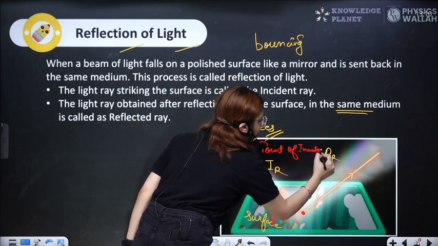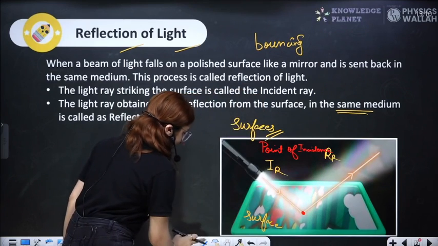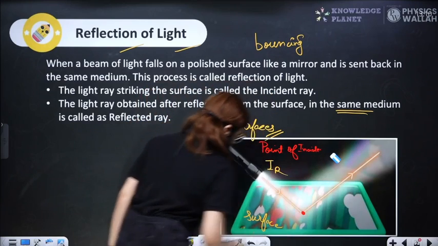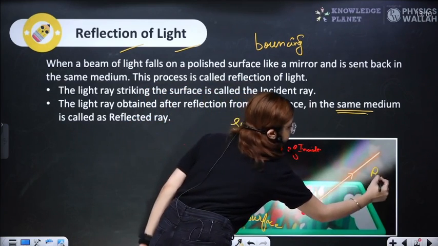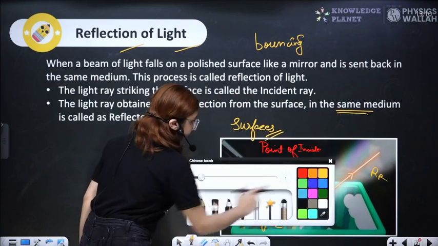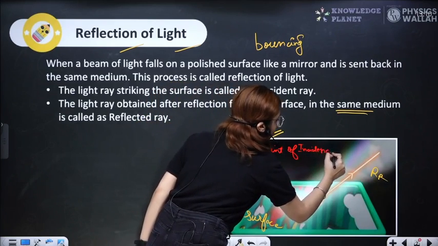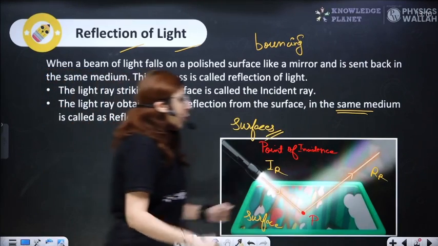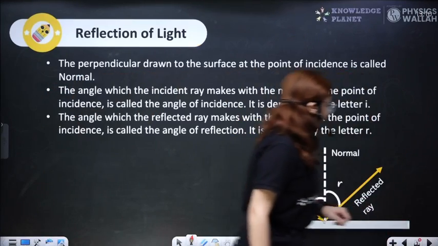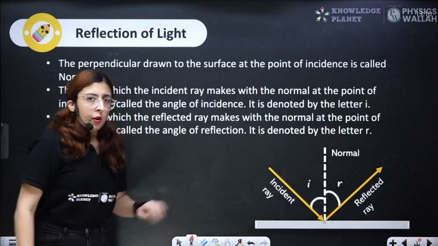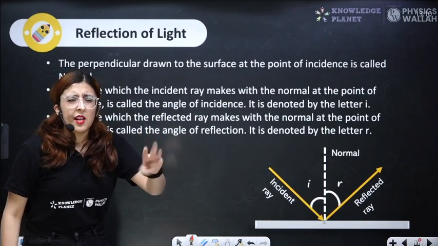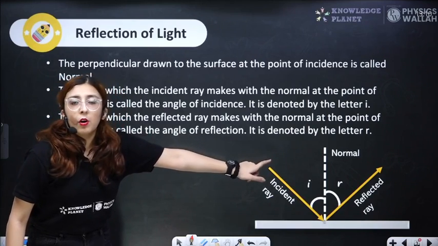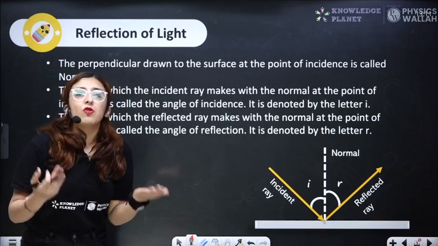Let me erase the RR from here. Okay, reflected ray and point of incidence, P. Now we are going to talk about some other things also. Have a look. So, incident ray, reflected ray, point of incidence. What else? Now we are going to talk about this term written over here, that is normal. Normal is your imaginary perpendicular.